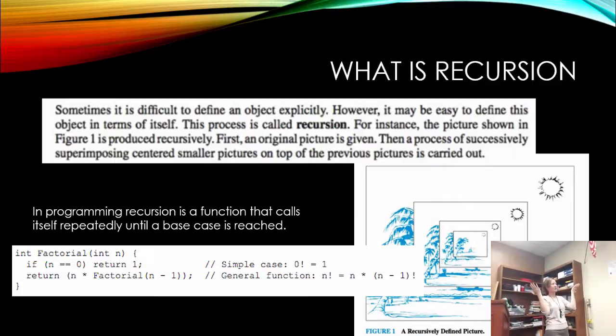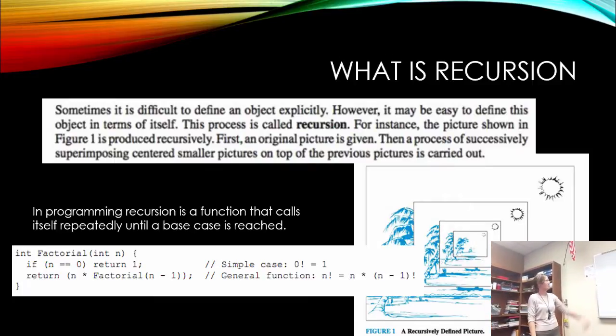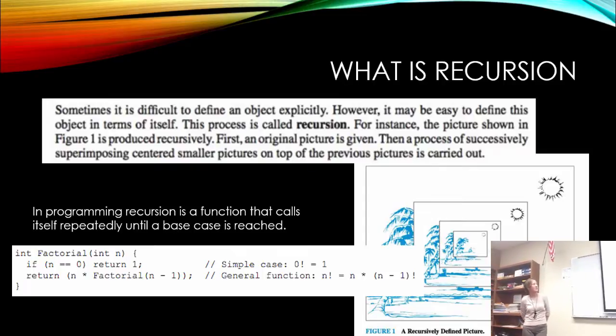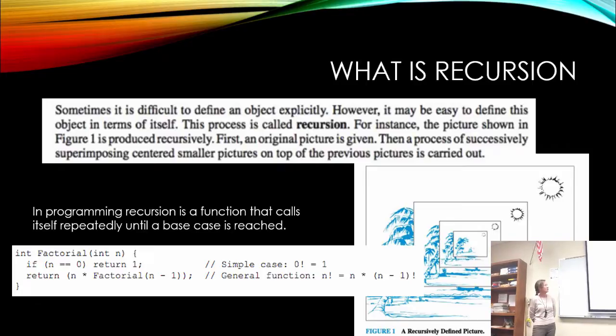So what is recursion? Hopefully you have read in your textbook, and you would have read this in the first paragraph here. Sometimes it's difficult to define an object explicitly. However, it may be easy to define this object in terms of itself. And this process is called recursion. For instance, the picture shown in Figure 1 is produced recursively. First, an original picture is given, then a process of successively superimposing centered smaller pictures on top of the previous picture is carried out.